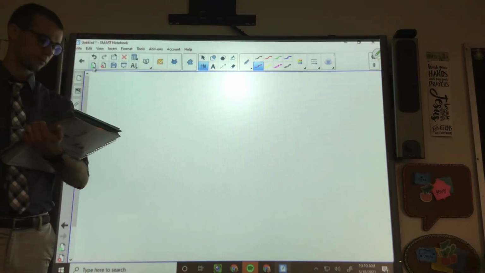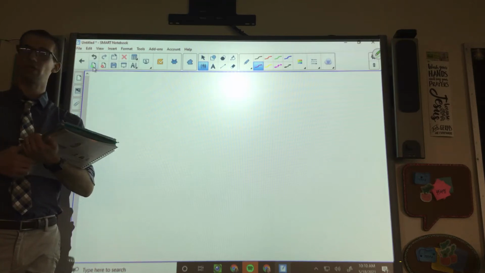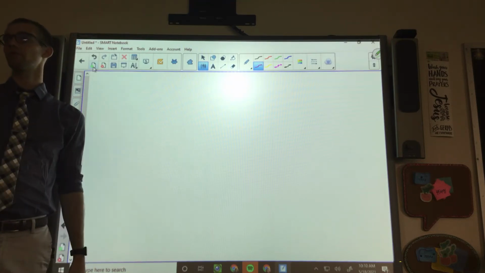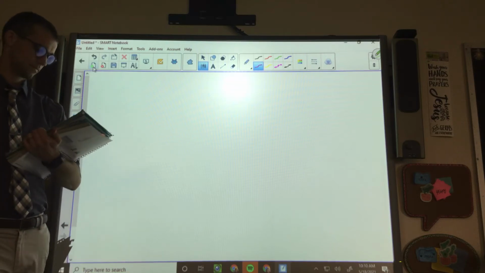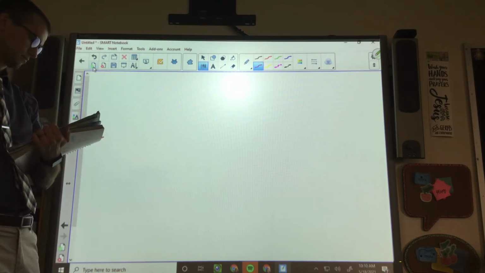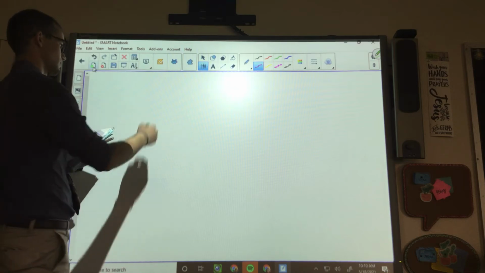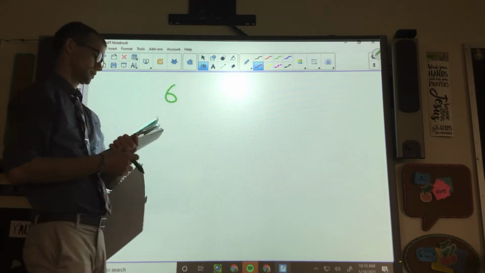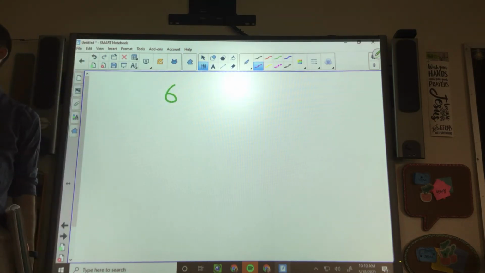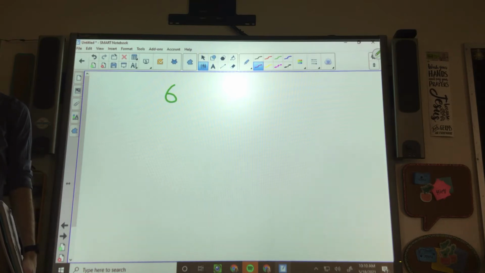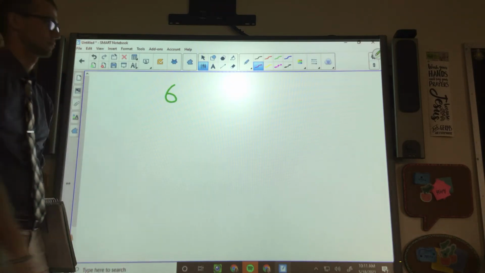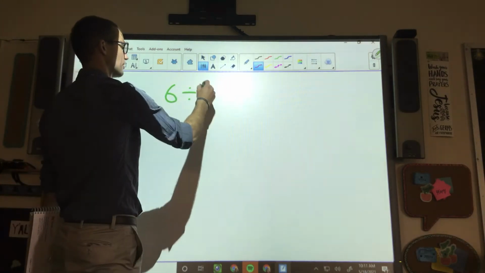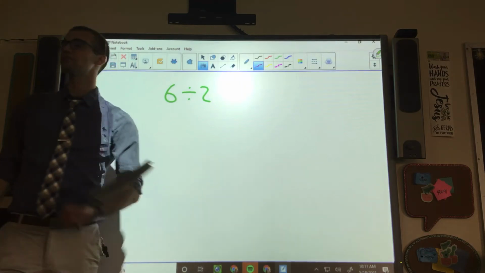Use a variable to form expressions involving division. A carton. Can someone read that for me? Cesar? A carton has 6 juice boxes. The boxes are put into 2 equal groups. How many boxes are in each group? So 6 into 2 equal groups, what's that? It's not multiplication, it's not subtraction. They're divided into 2 different groups. There it is, division. 6 divided by 2.